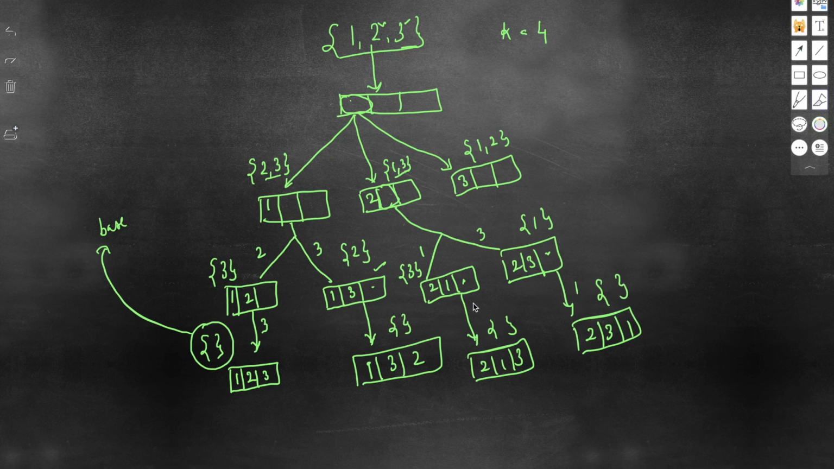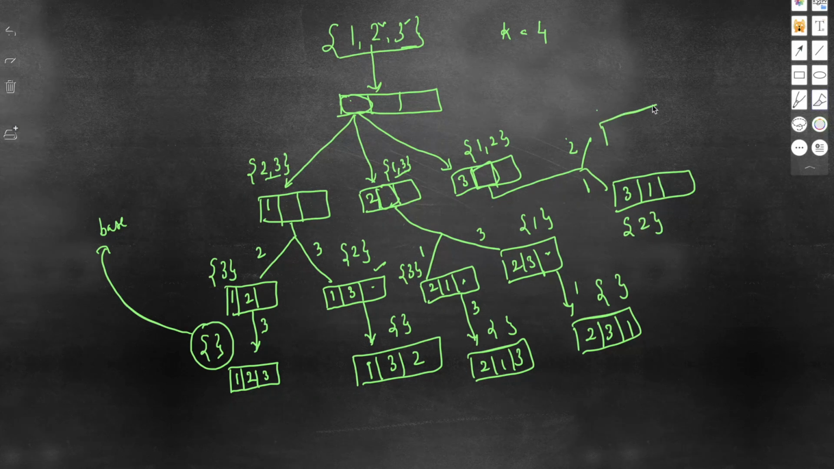Fine. I have taken 3 here. Okay, so let's try to solve this. To fill this box, I have two choices, that is 1 and 2. Okay, suppose I have taken 1, so my answer will be 3, 1, and I am left with 2 as a set. And if I put 2 at the second place, my set will look like this.